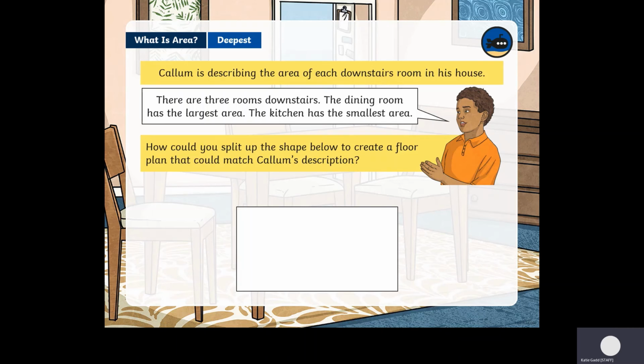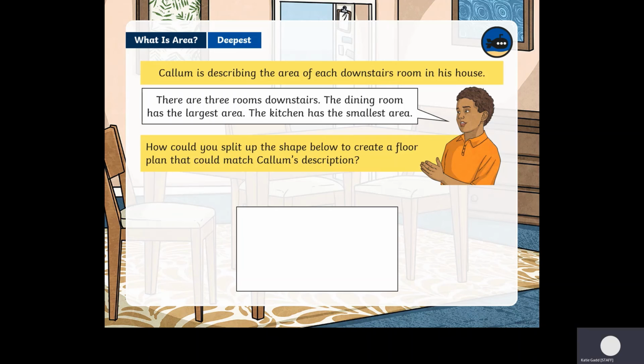The next question then is about Callum. So he's describing the area of each downstairs room in his house. So he explains there are 3 rooms downstairs. The dining room has the largest area. The kitchen has the smallest area, and then there's another room which he doesn't talk about.